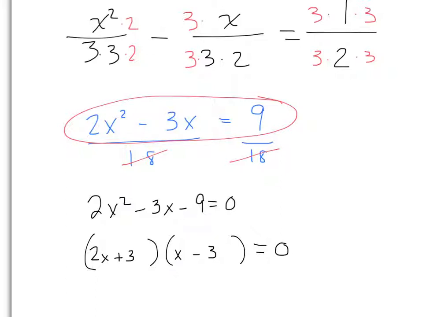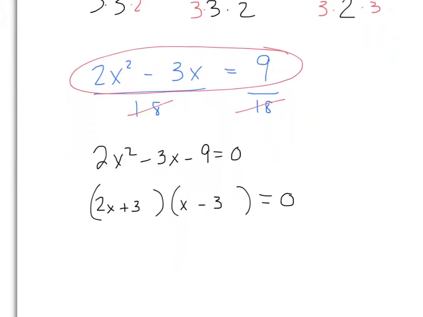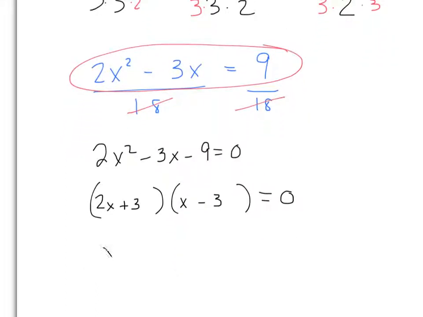If you have trouble doing this by inspection, use the AC method, please. Right now, as a result, if we want to solve this, we're going to get x equals 3 halves, x equals negative 3 halves, and x equals 3.